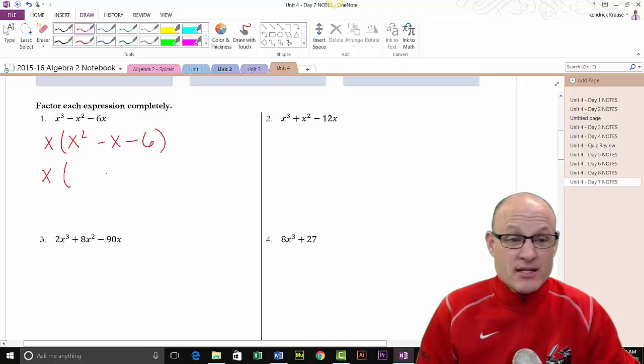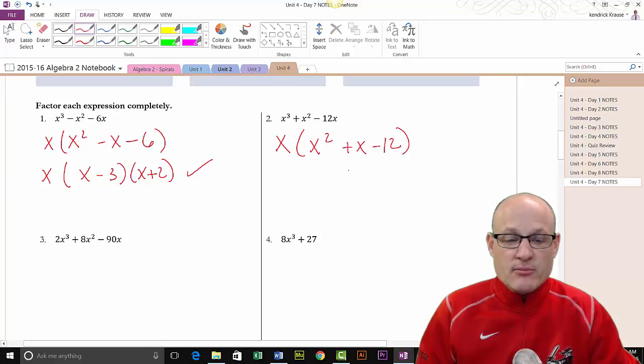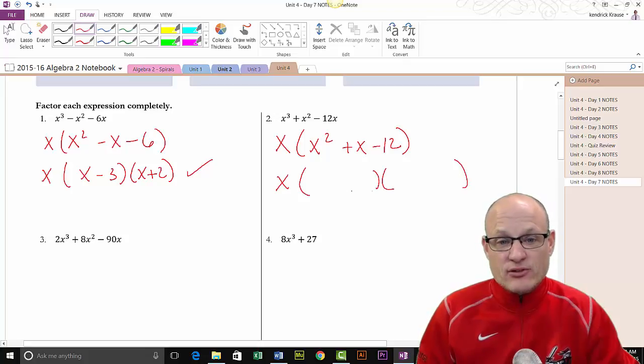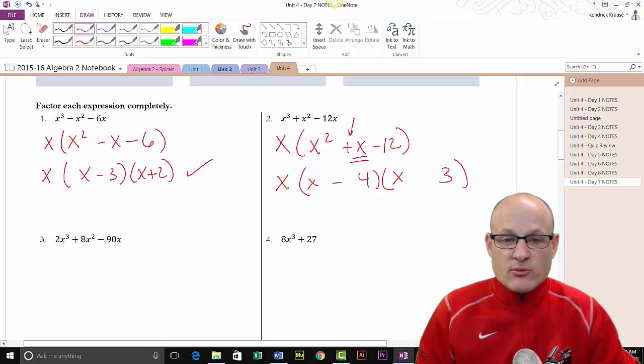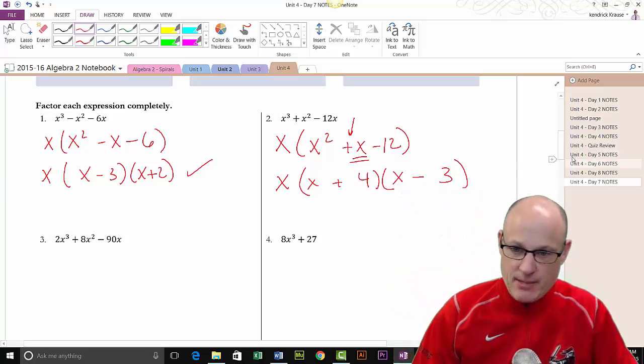So it's X minus 3, X plus 2. And then I'm done. Factored completely. Here, take out an X. I'm left with X squared plus X minus 12. I need two numbers that multiply to negative 12 and add up to positive 1. So the larger number will have to be positive, and you're looking for 2 numbers that are 1 away from each other, 4 and 3. But since this is positive, the larger one has to be positive, and the smaller one has to be negative. We've done this a million times, a bazillion times.